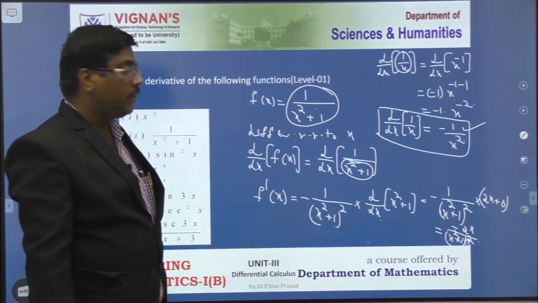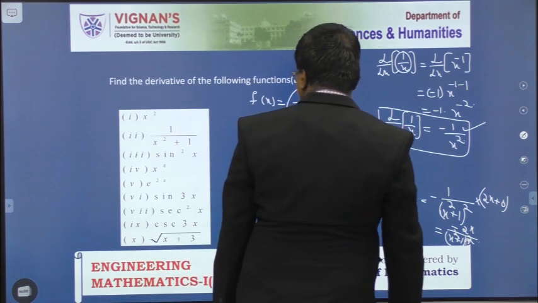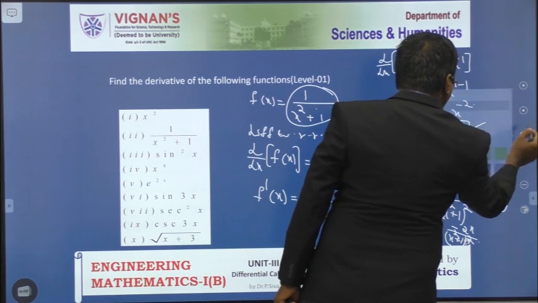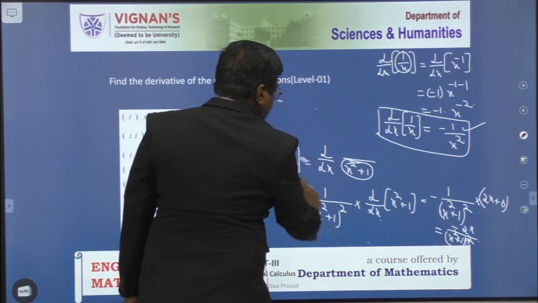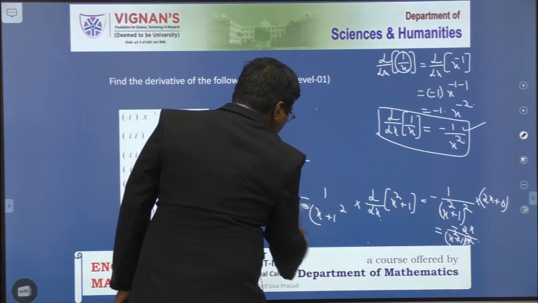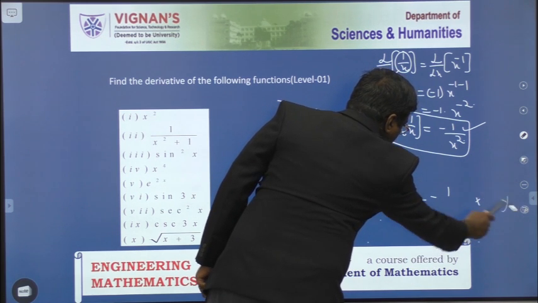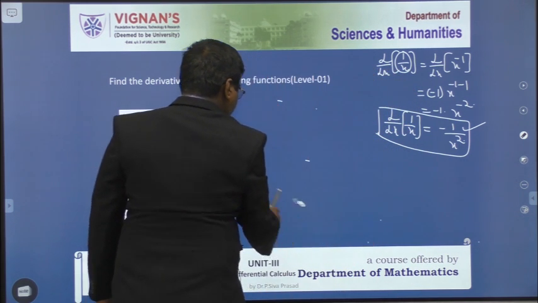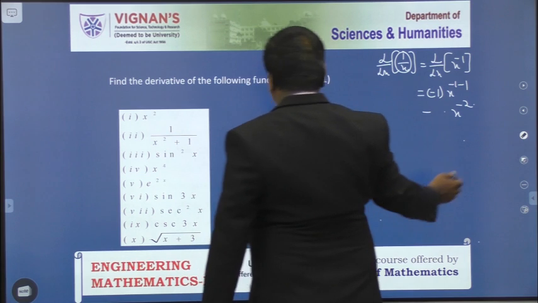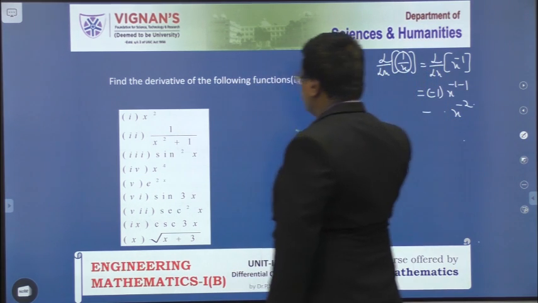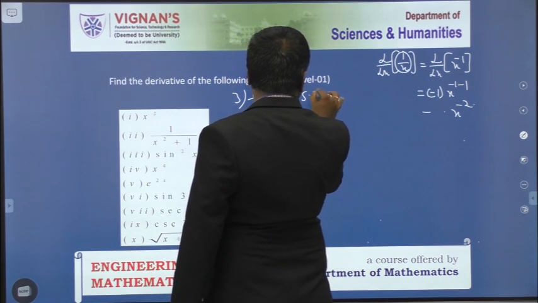This is the derivative of the given function f of x. Like that, you have to practice all these problems. Next one, the third problem: f of x is equal to sine square x. Again, here also we apply the formula.